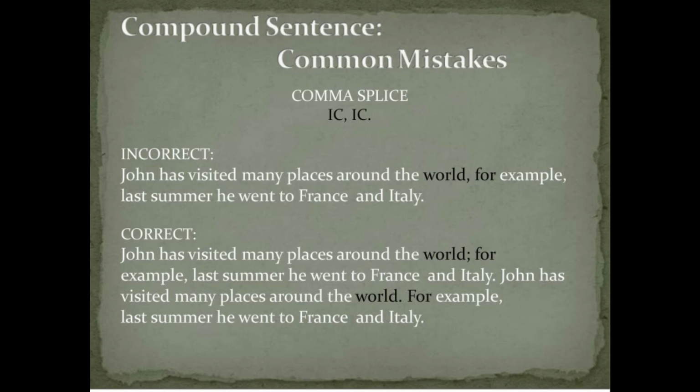Here are some correct sentences. John has visited many places around the world; for example, last summer he went to France and Italy. Or you can make two simple sentences. John has visited many places around the world. You can start the second sentence with a transition, for example, and you still have to put a comma, and finish. Last summer, he went to France and Italy.